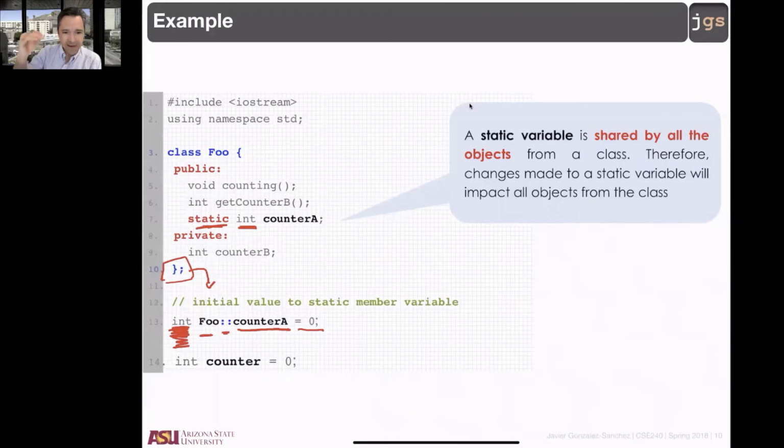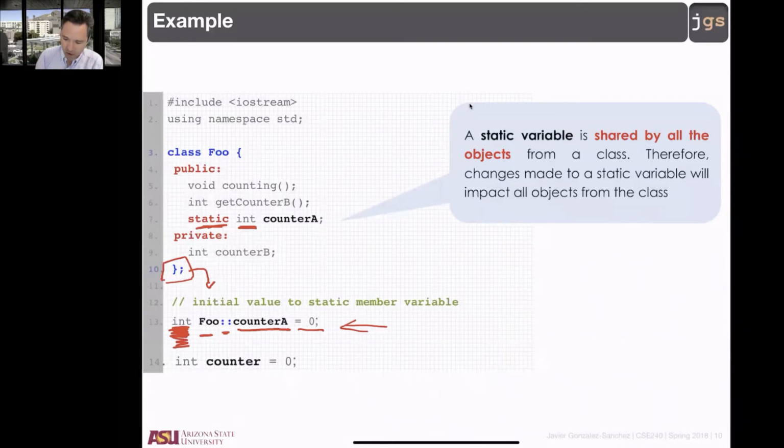So if I want a static variable, number one, declare the variable inside of the class and use the static keyword. Number two, outside of the class, put the data type again, the scope resolution operator with the name of the class, the name of the variable, and now finally you can put equal to whatever you want. And that is going to be the initial value for your variable.